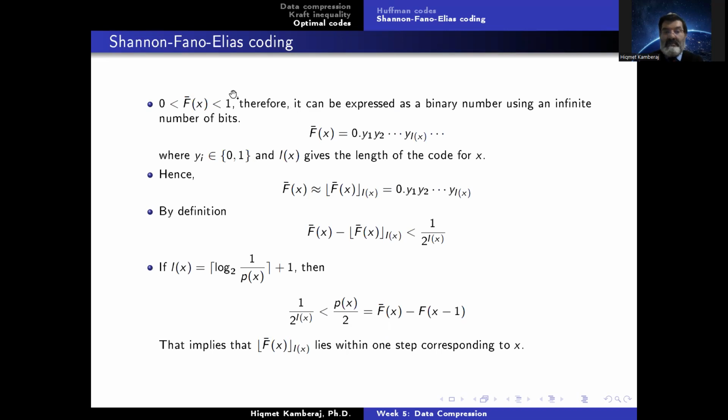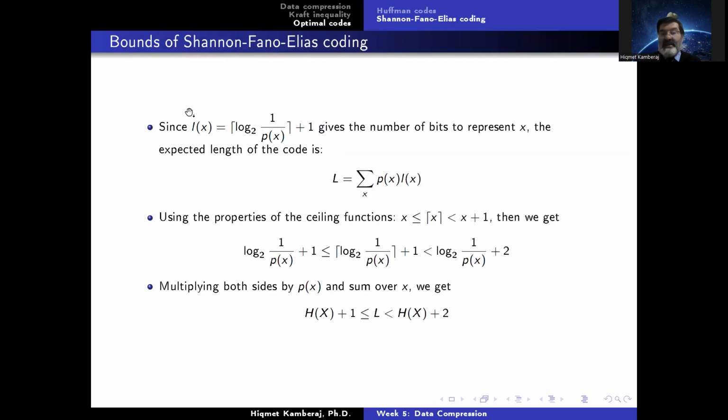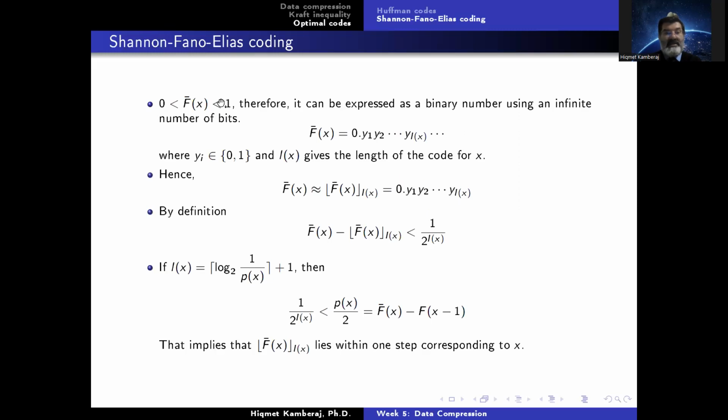Now, you could notice that F bar of x is a probability distribution because it is a number between 0 and 1. And since it is a number between 0 and 1, it can be expressed as a binary number using, in general, an infinite number of bits. So you could say that F bar of x can be expressed as 0.y1, y2, up to yL of x, where y1, y2, and so on, yL are bits, so they are numbers 0 or 1. And L of x gives the length of the code for x.